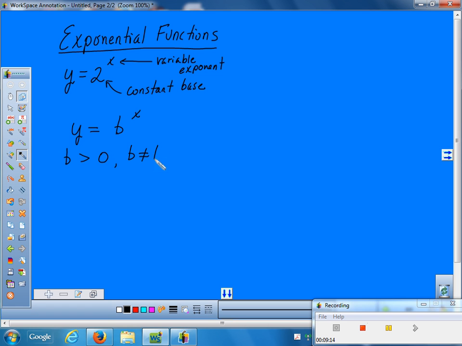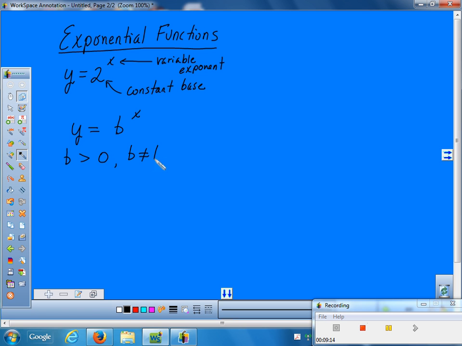Why wouldn't you want a base of 1? It always comes out 1. 1 to any power is still 1, so it doesn't do us any good. So the base can't be 1 either. Some people will say, why is it just greater than 1? Because it can be a fraction. You can have a base of 1/2, 3/4. They just have to be positive and not 1.